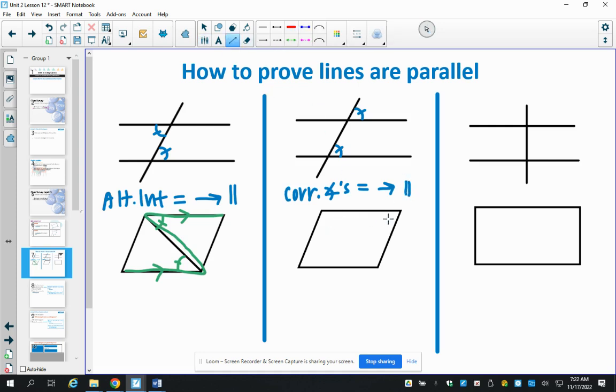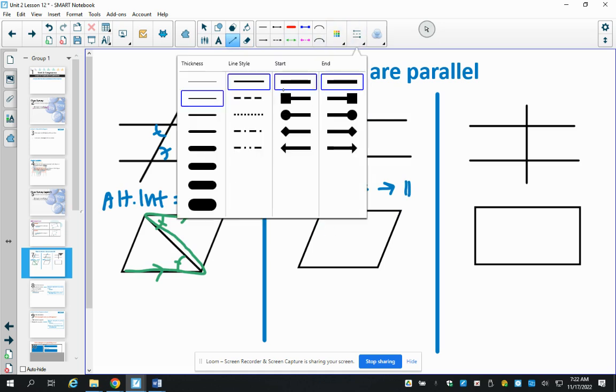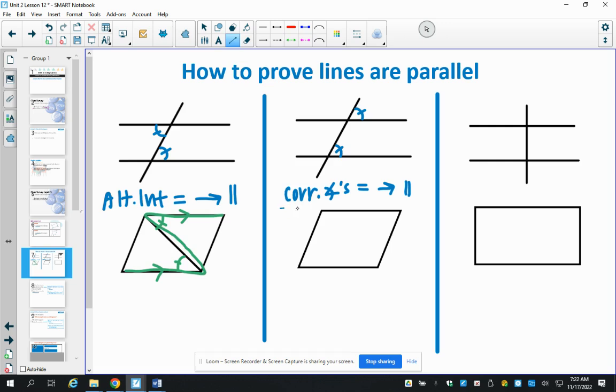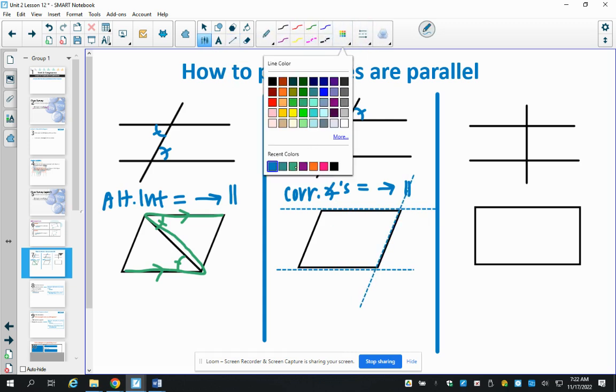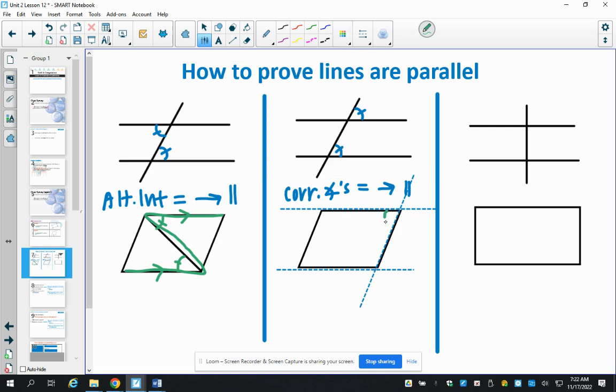This one doesn't show up as often in quadrilaterals, but a way that it could show up is if you happen to see something like this, with these extensions of the lines, and maybe you saw then that this angle was congruent to this one. If you're getting corresponding angles, one of them is going to be outside of the parallelogram, but this would force those lines to be parallel.